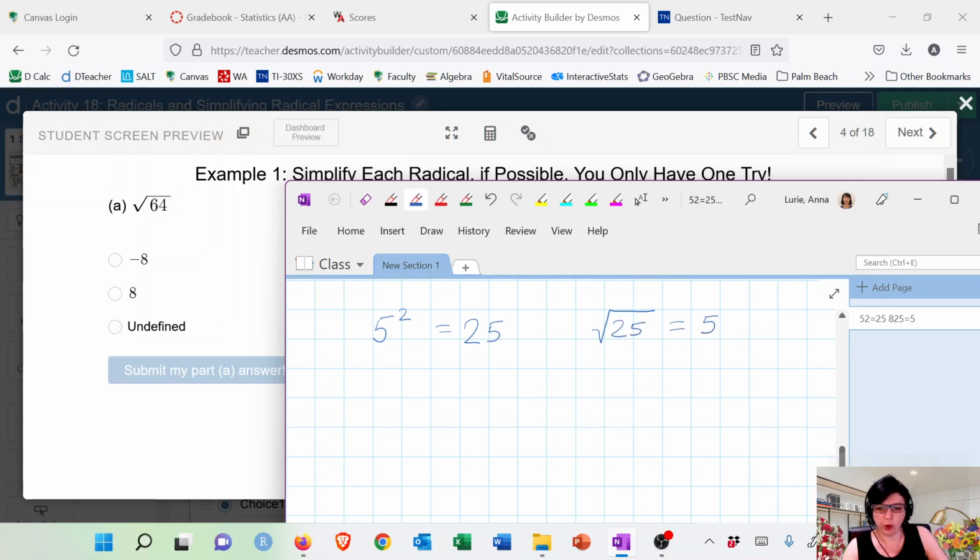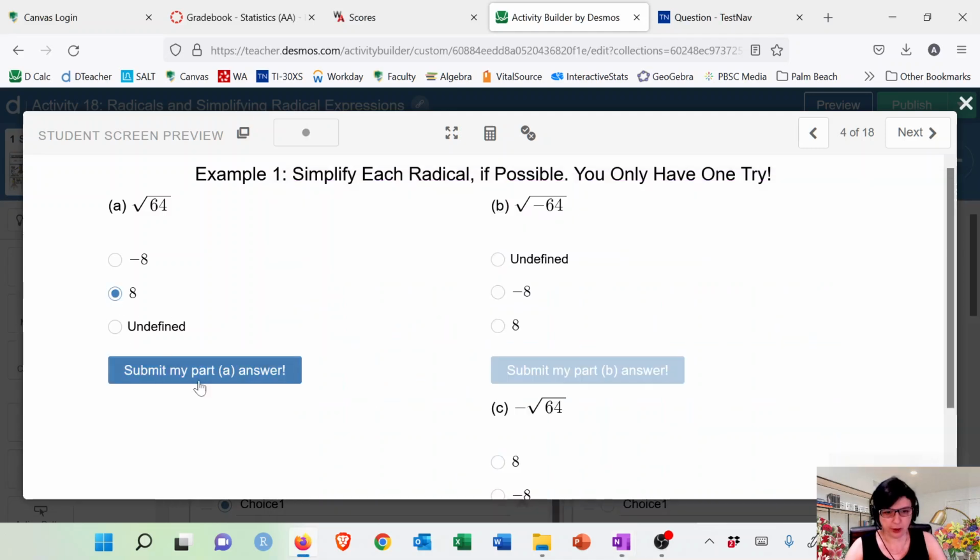So when we want to know what the square root of some number is, we're asking what number would get multiplied by itself and give us this number right here. For example, I'm trying to find the square root of 64. So I'm asking, what number squared is 64? If you don't know, you can use your chart of squares, and that number is 8. So that's just going to be 8 right here.